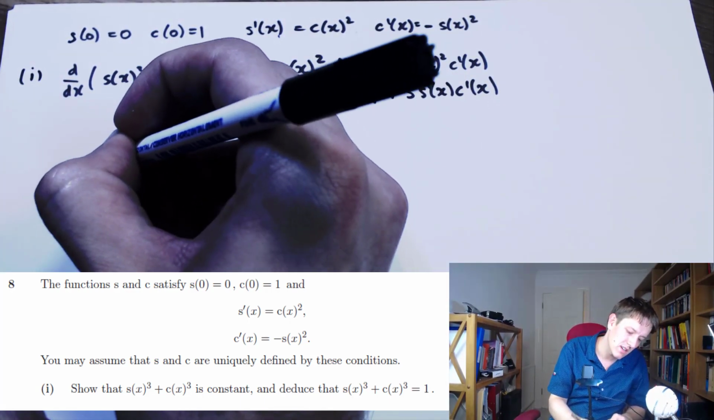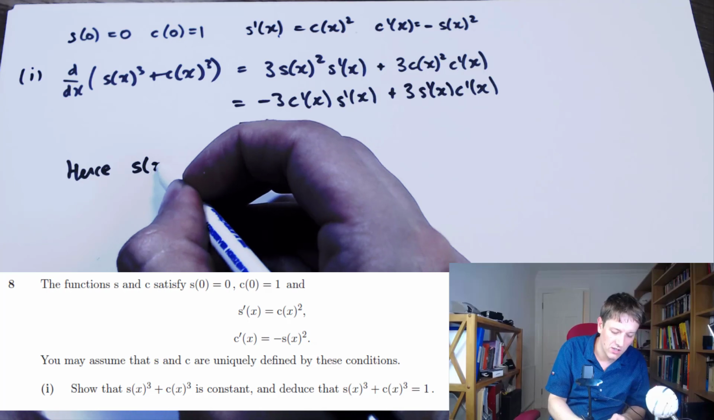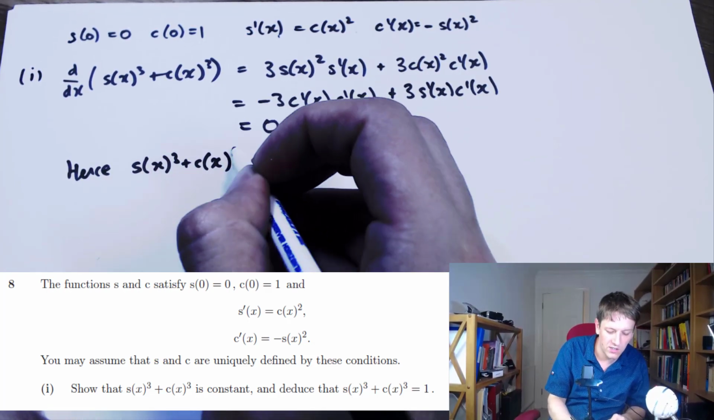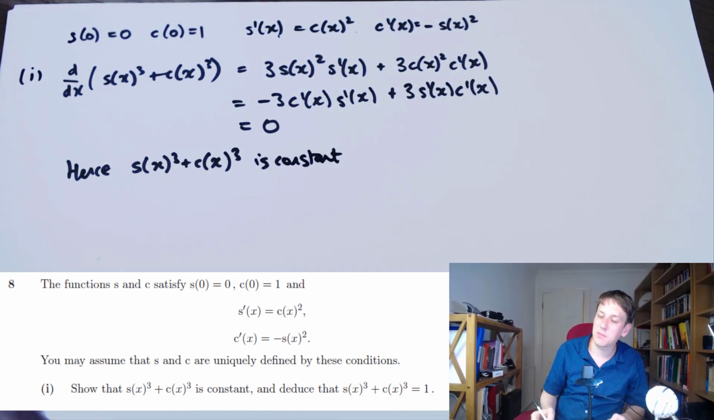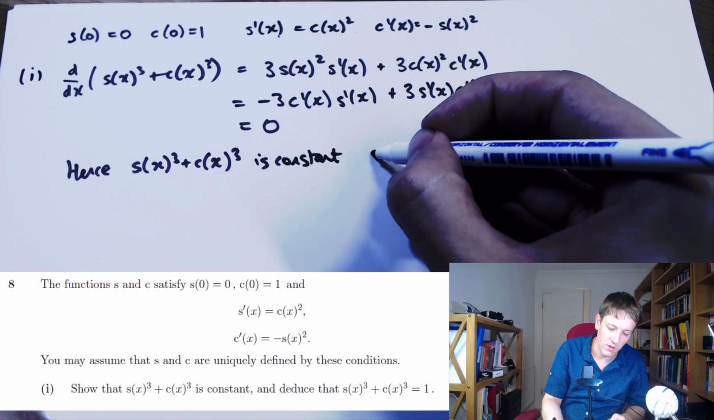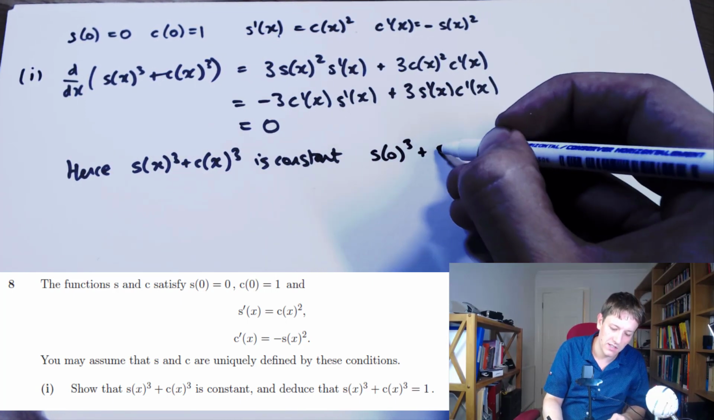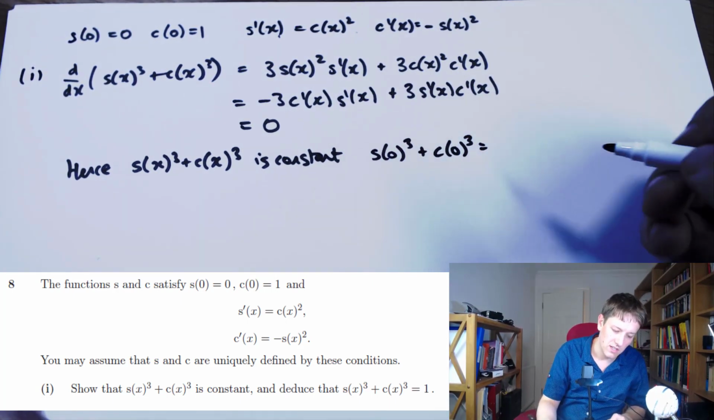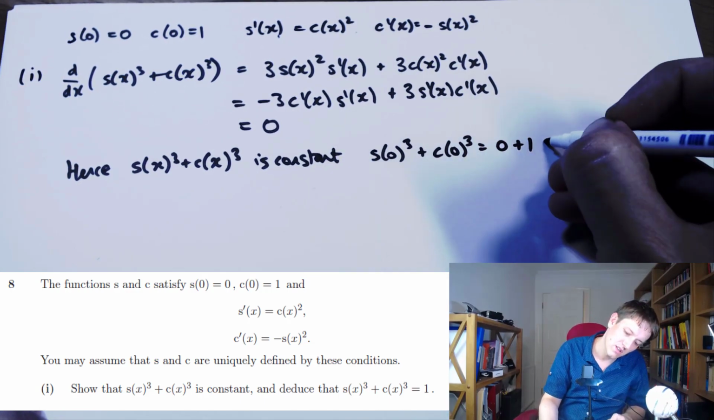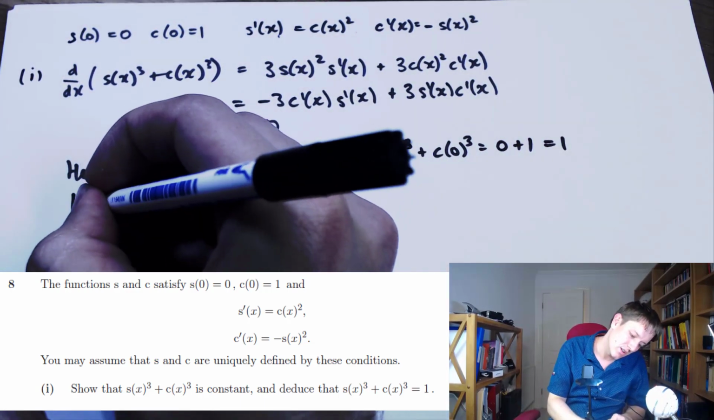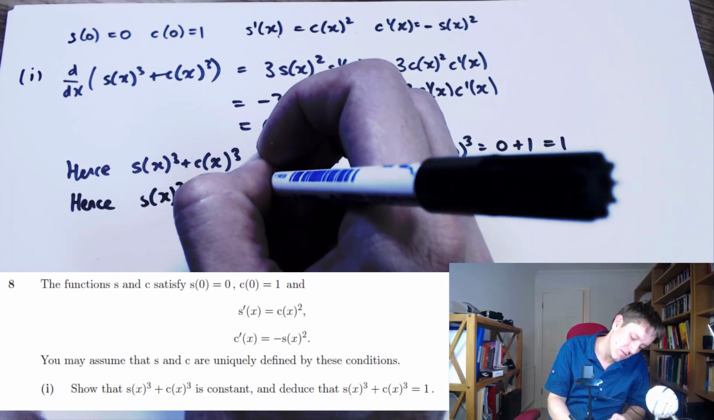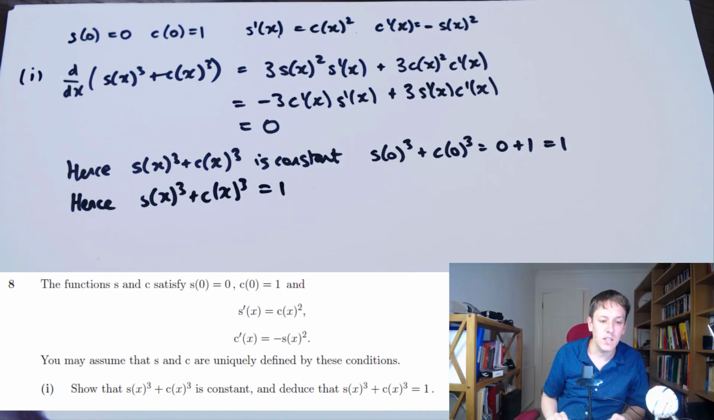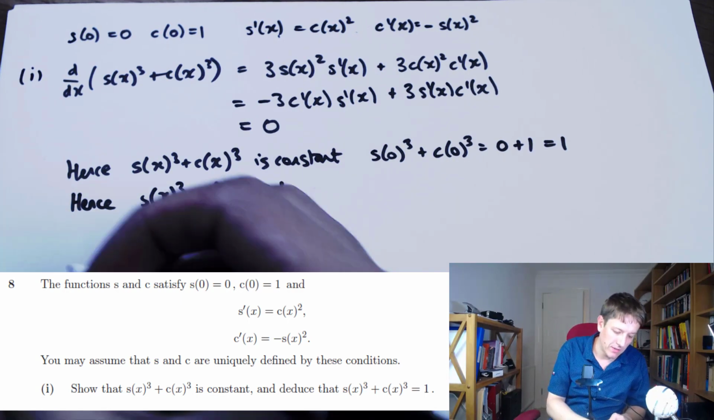So that means that s of x cubed plus c of x cubed is constant, its derivative is 0 everywhere. And in particular we also know that s of 0 is 0 and c of 0 is 1, right? So s of 0 cubed plus c of 0 cubed is just 0 plus 1, which is 1, so the constant that this is equal to must just be 1. Okay, right, so that's part 1.